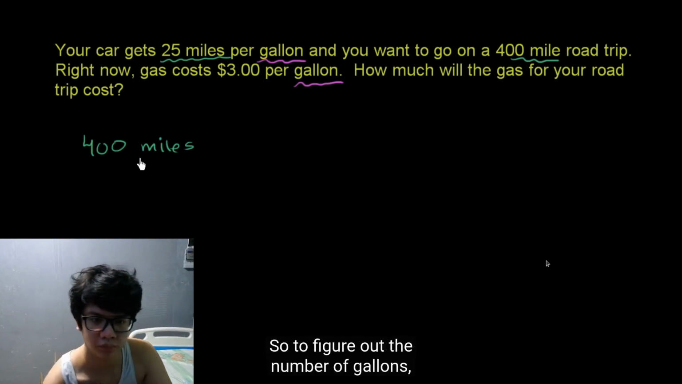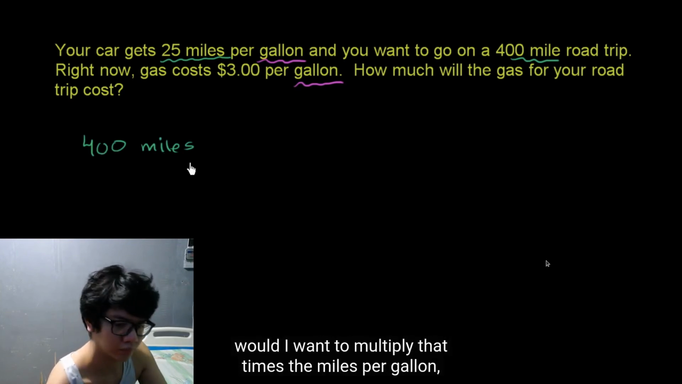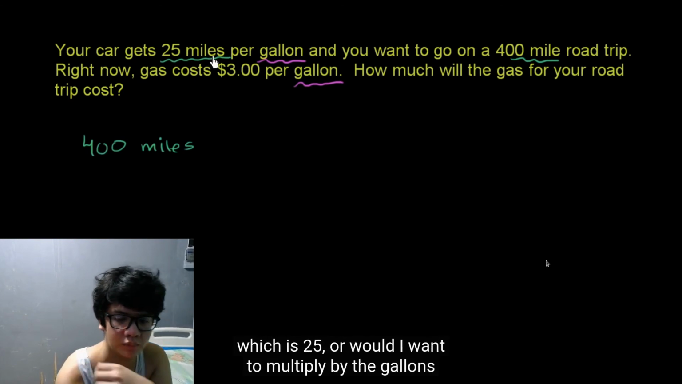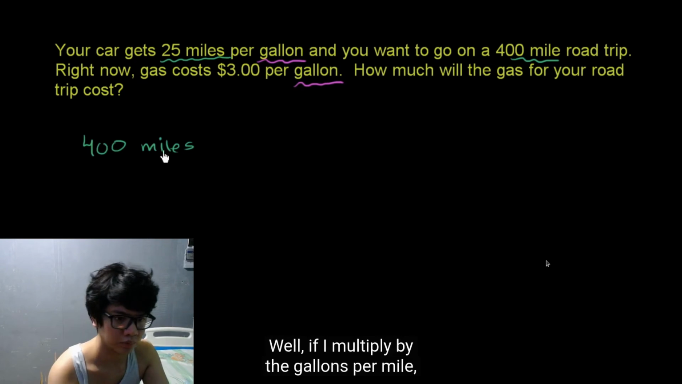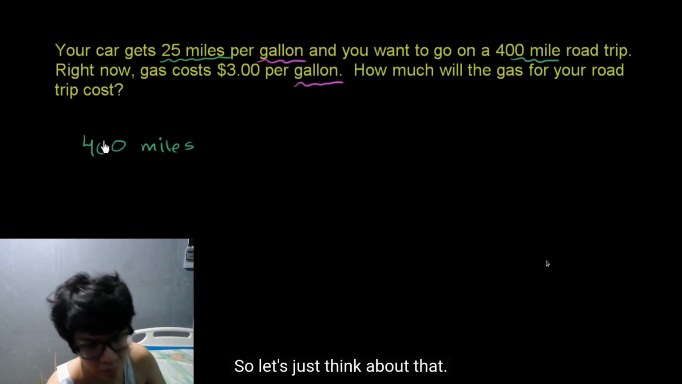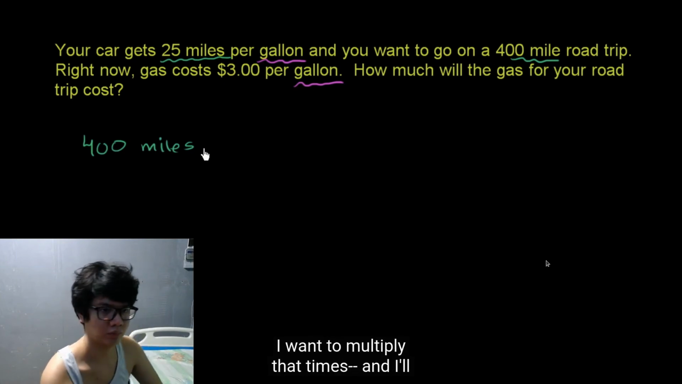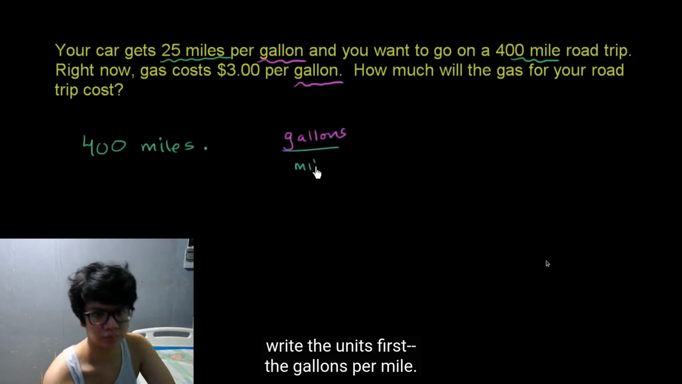So we figure out the number of gallons. I want to multiply 400 miles times the miles per gallon, which is 25, or would I want to multiply by the gallons per mile? If I multiply by the gallons per mile, and multiply that times 400, then I would get the number of gallons. So let's just think about that. I want to multiply that times, the units first, the gallons per mile.